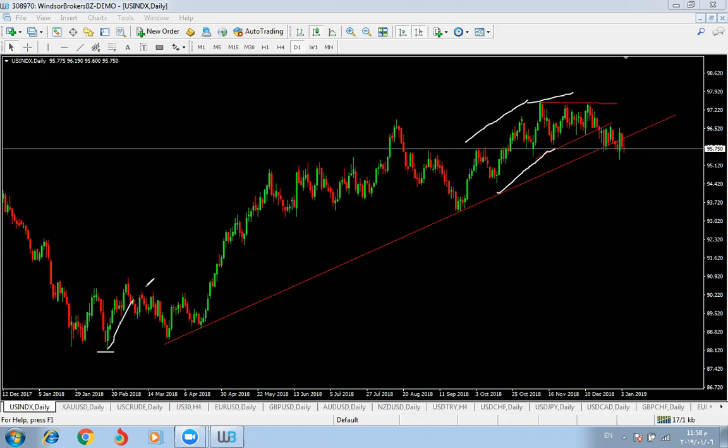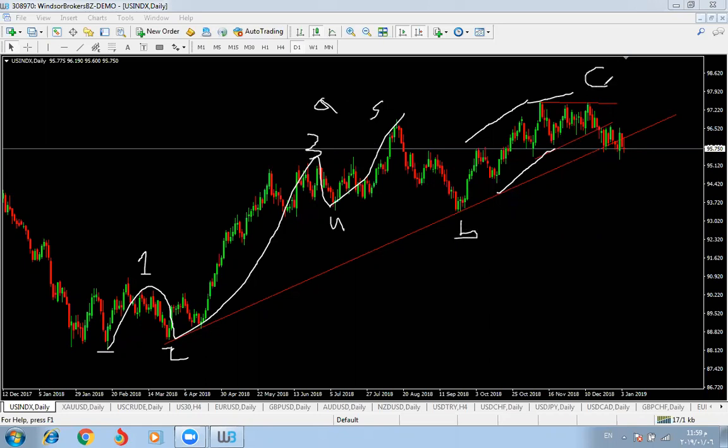We have 5 waves right there: 1, 2, 3, 4, and 5 in the form of wave A. This is wave B, very simple and clear, and this is wave C, which has just finished in the form of a contracting ending diagonal. So we are expecting the price to start pushing to the downside.